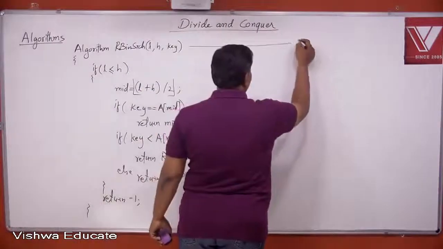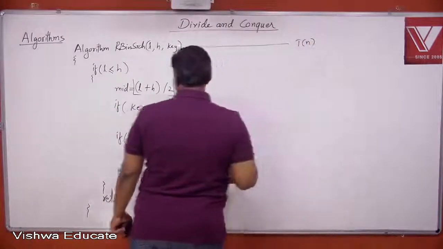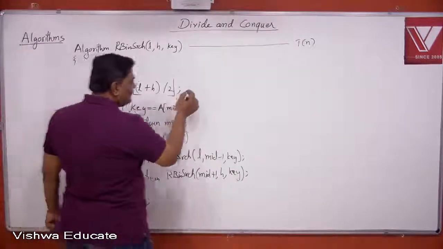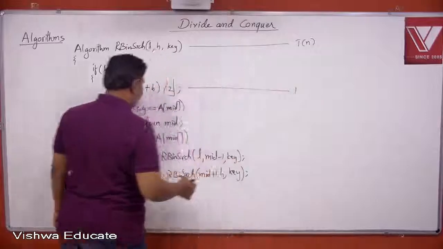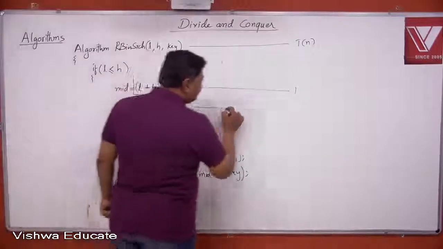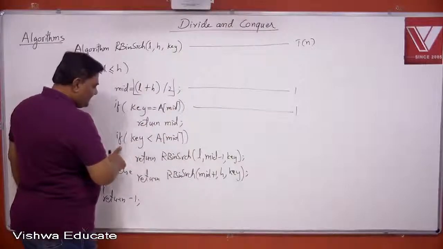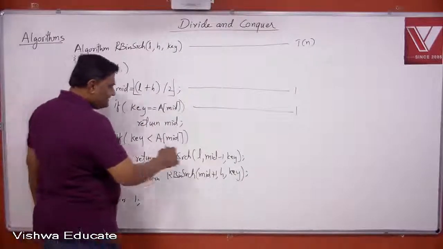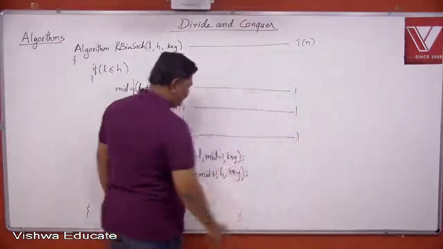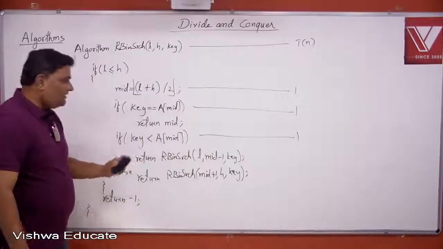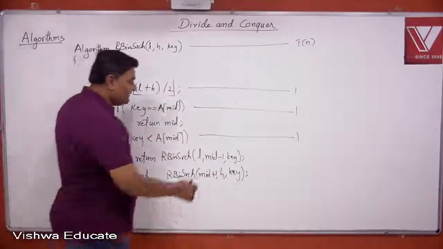We say that the time taken by this is T(n). Then what is it doing? Let us find out the time. This is 1. Then this condition is checked, this is 1. If it is true, it is returned, no problem. Or else this condition is also checked, yes. Then either this is called or this is called, not both. Any one of them is called.